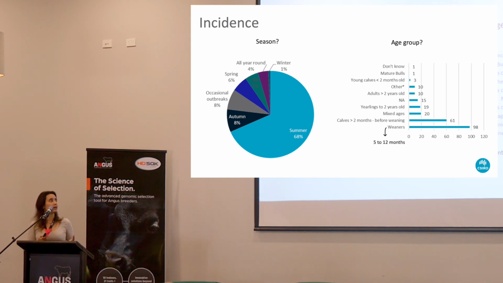And when we asked which age group was mostly affected, most of the answers were weaners, and here really pointing out that our participants had weaning animals anywhere from 5 months old to 12 months old, so a bit of variability there. But also a lot of participants said younger animals, so between 2 months old until weaning, also affected.